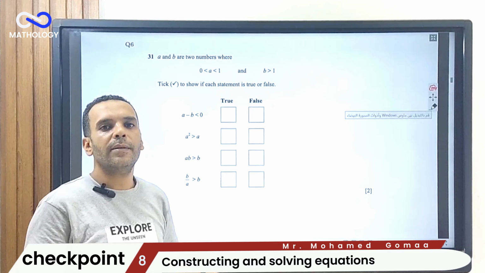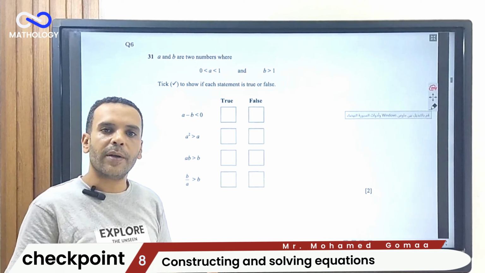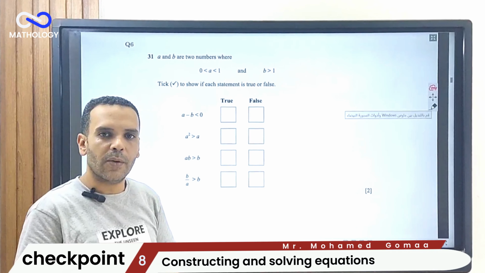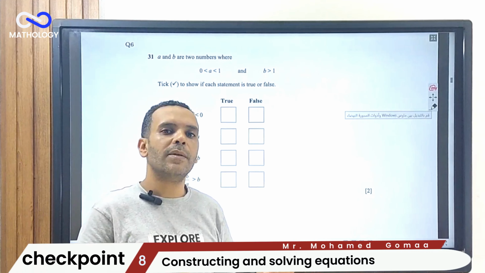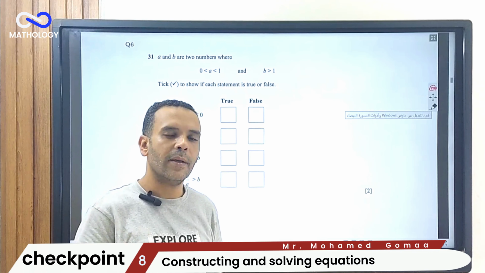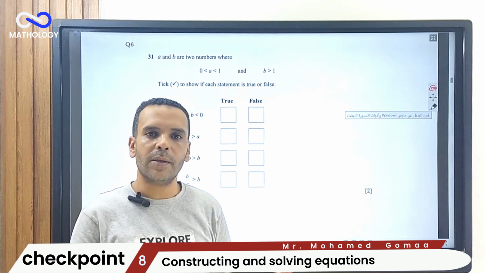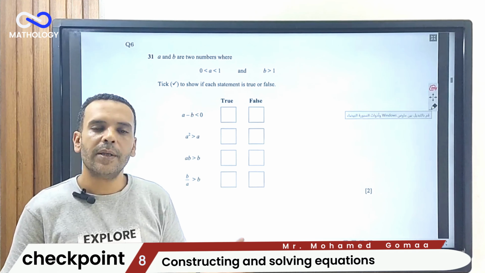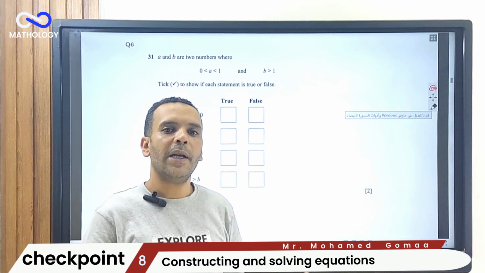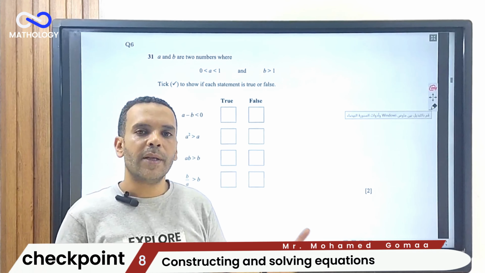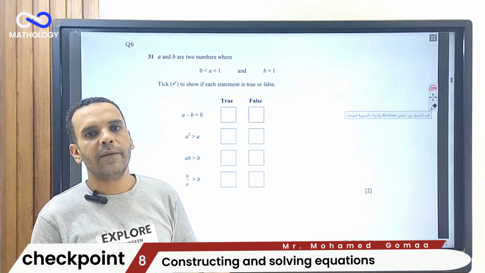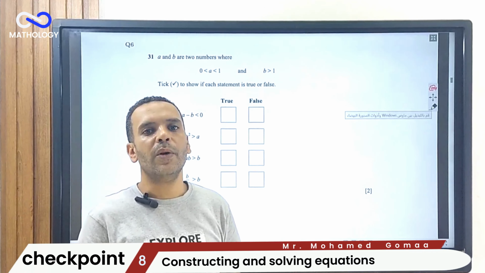Inequality contains signs like greater, smaller, greater or equal, or smaller or equal. But an equation just contains the equal sign, the equality sign. Equation, equality of two sides. But in inequality, we have a relation between two different sides. Maybe one side greater than the other, or smaller than, or greater or equal, or smaller or equal.